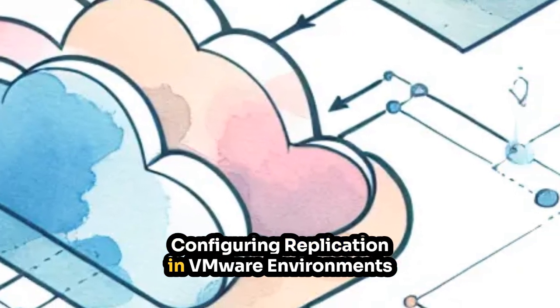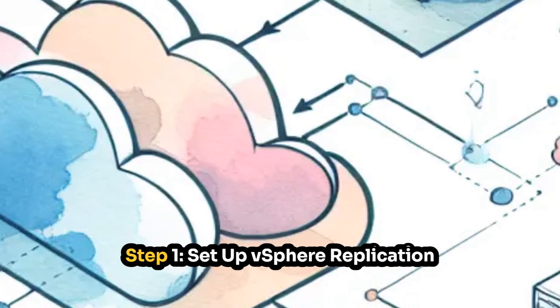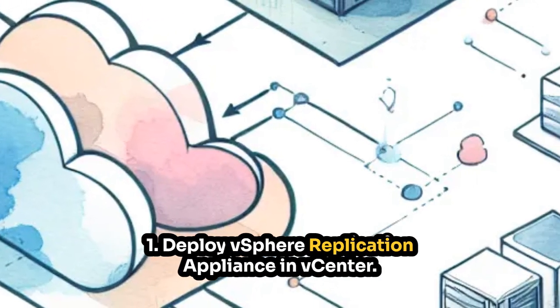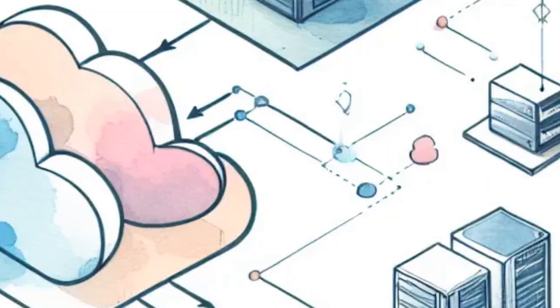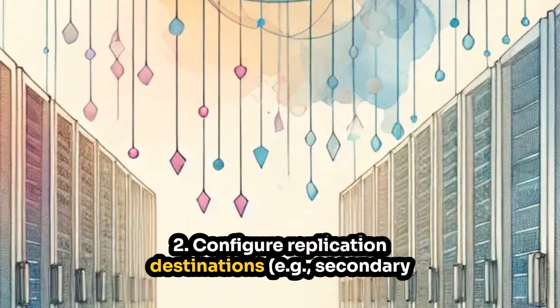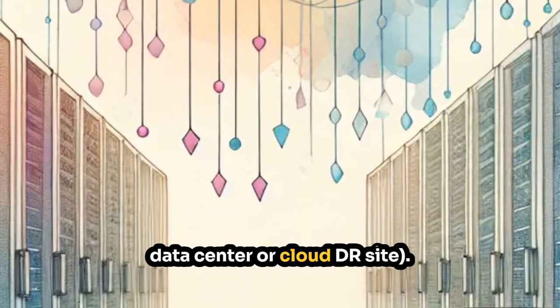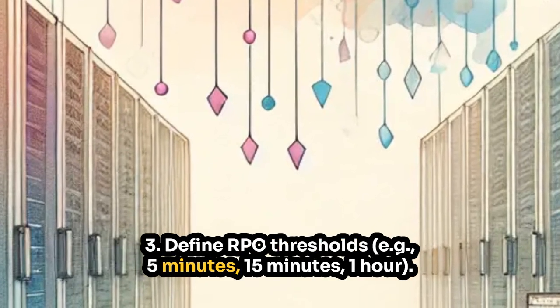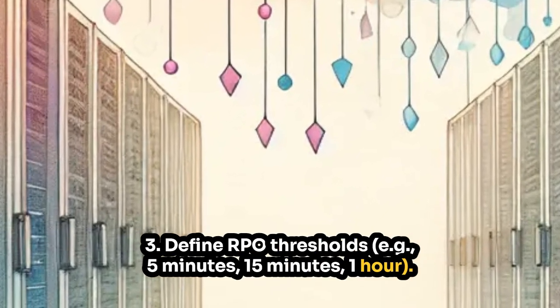Configuring replication in VMware environments. Step 1. Set up vSphere Replication. 1. Deploy vSphere Replication appliance in vCenter. 2. Configure replication destinations, e.g. secondary data center or cloud DR site. 3. Define RPO thresholds, e.g. 5 minutes, 15 minutes, 1 hour.